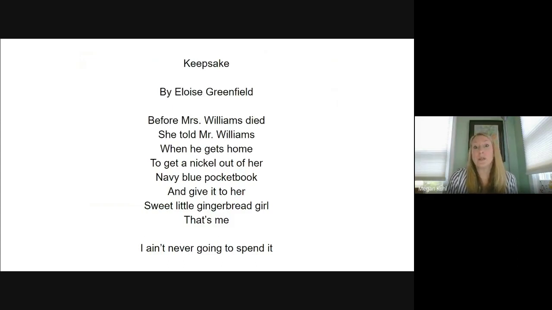Before Mrs. Williams died, she told Mr. Williams when he gets home to get a nickel out of her navy blue pocketbook and give it to her sweet little gingerbread girl. That's me. I ain't never going to spend it.